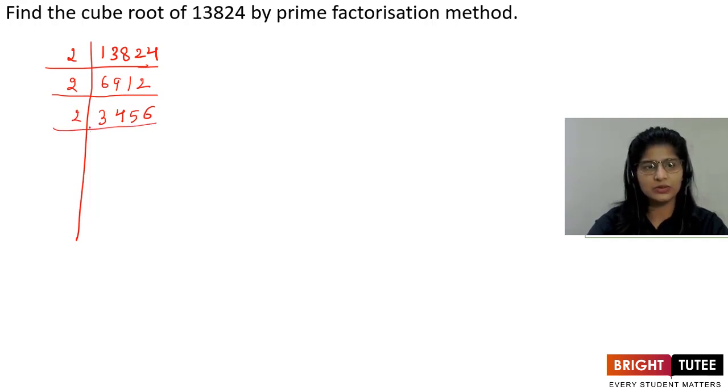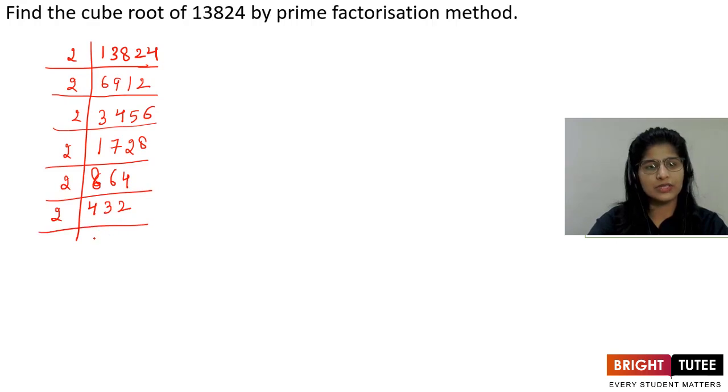Let's do again with 2, 2 1s are 2, 2 7s are 14, 2 2s are 4, 2 8s are 16. Again with 2, 2 8s are 16, 1 is left, 2 6s are 12 and 2 4s are 8. Again with 2, 2 4s are 8, 2 3s are 6, 2 2s are 4.